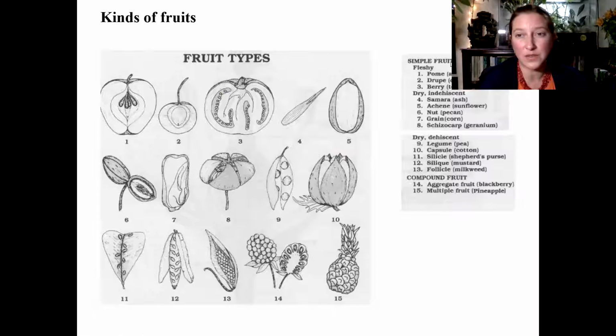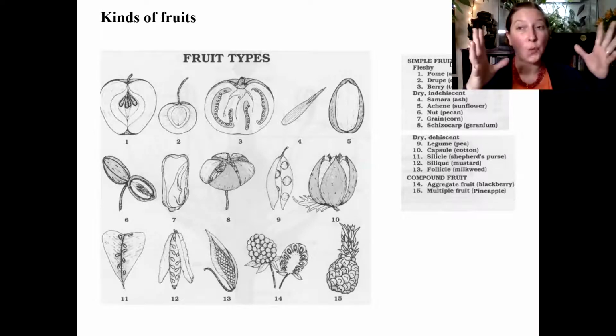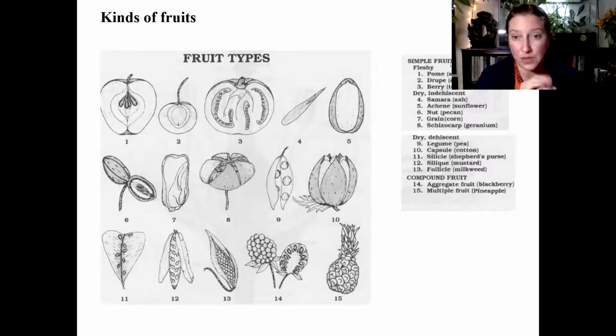Here we go. So this was saying there's a whole bunch of different types of fruits. There's simple fruits and there's compound fruits, of course, right? In the simple fruits, you have fleshy fruits and you have dry, indehiscent fruits, and then you have dry, dehiscent. Dehisce means to split open. So dry, dehiscent means that the fruit is not fleshy, it's dry, and at a certain point in its life, it's going to split open. Whereas dry, indehiscent means that it's dry, but it's never going to split open, right? And so here are the names of some of these different types of fruits, and you can see their representative examples here on the left.